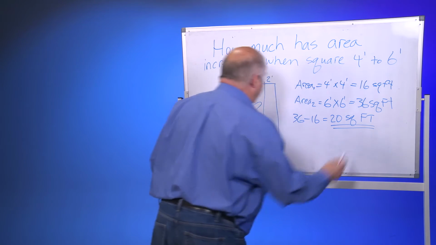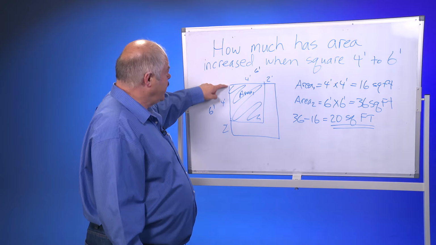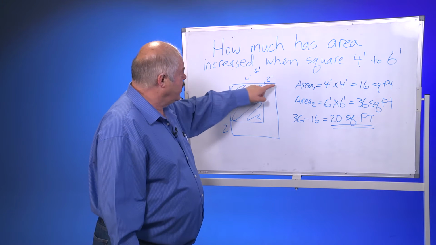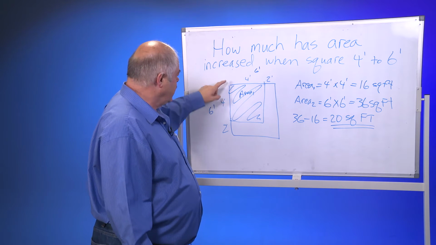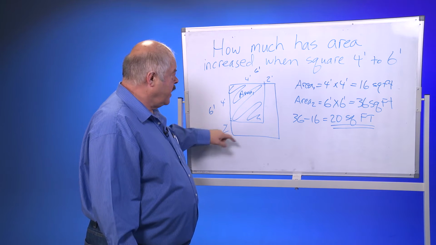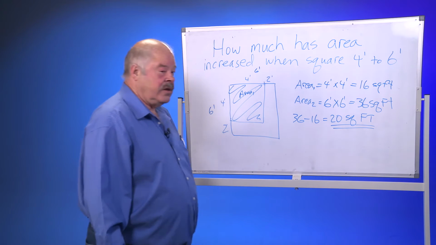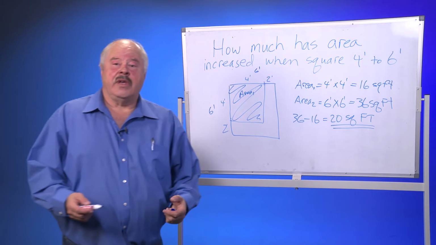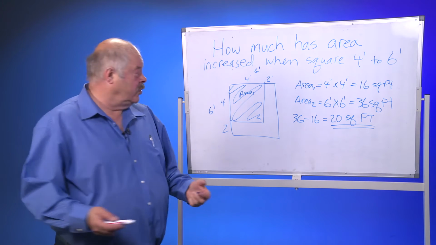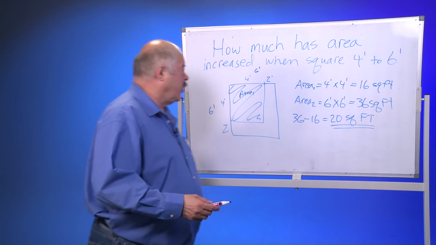How much has the area increased when we make the square 4 feet, add 2 to 6 feet on both sides? It's increased by 20 square feet. Now, how might the test try to fool you? That's the answer it's looking for.